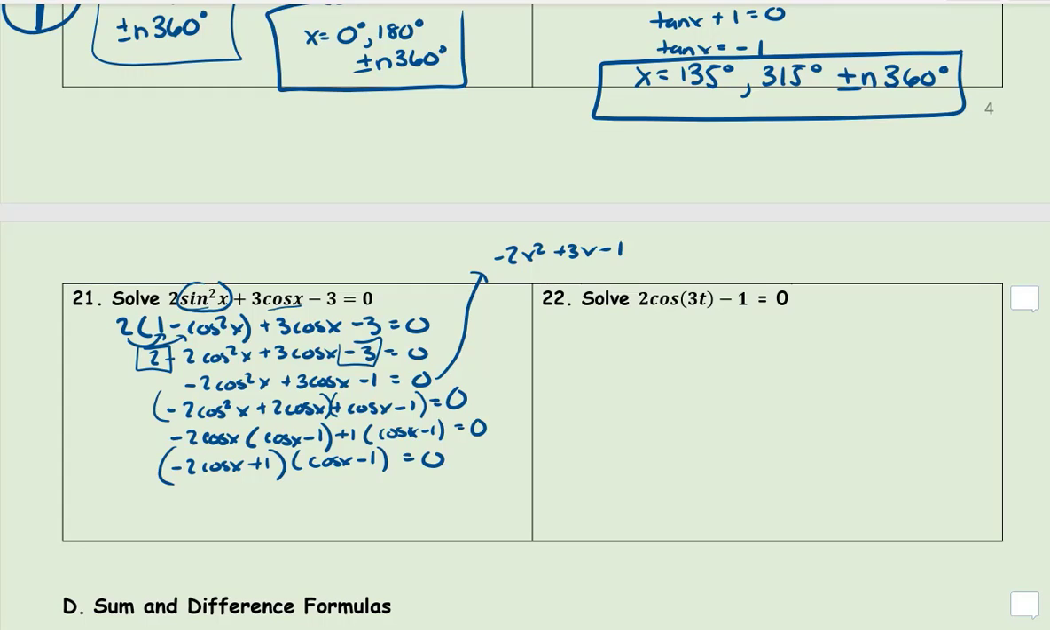You have to do whatever one you're more comfortable with. I like factoring by grouping because you can actually never really mess that up. So now that we have 2 of these things multiplied by each other is equal to 0, we can also use the zero product property again.